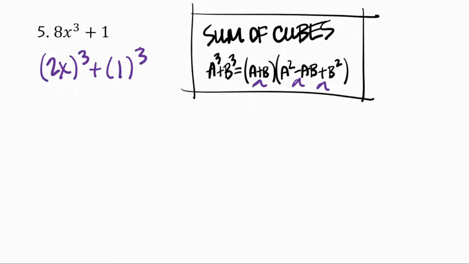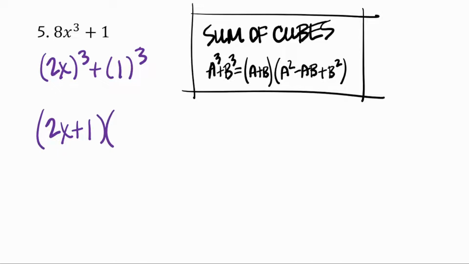A squared minus AB plus B squared, yeah. Okay, so it's going to be A plus B, so 2x plus 1. A squared, I'm going to square 2x, so that would be 2x times 2x is 4 times x squared. A times b is 2x times 1, so minus 2x and plus 1 squared. And that's as far as I can go.